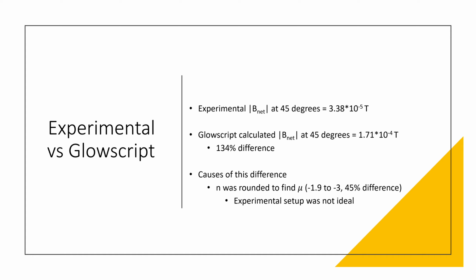I believe that the main cause of this difference is that we had to round our n value in order to find mu in the first place, from negative 1.9 to negative 3, which is about a 45% difference. So this shows that our experimental setup was not ideal. There could have been interference from other magnetic things in the room, or the sensor was not properly calibrated.